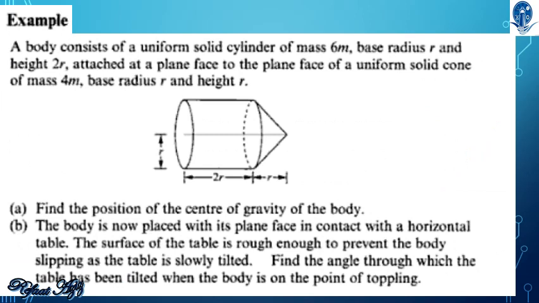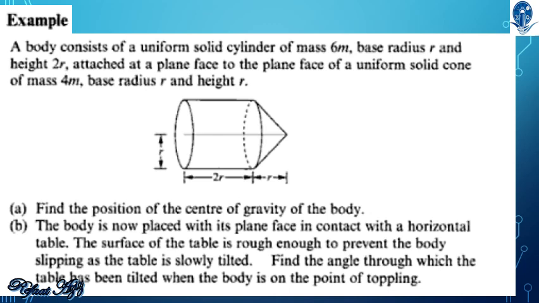Here is a body consisting of a uniform solid cylinder of mass 6m, base radius r, and height 2r, the height of the right circular cylinder, attached by its plane face to the plane face of a uniform solid cone of mass 4m, height r and base radius also r. Find the position of the center of gravity of the body.